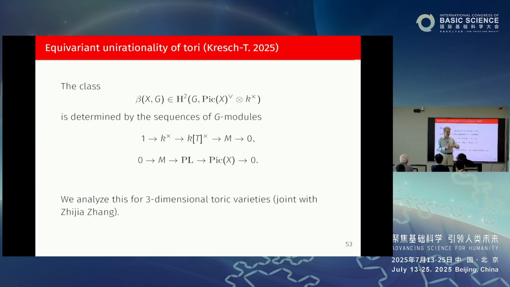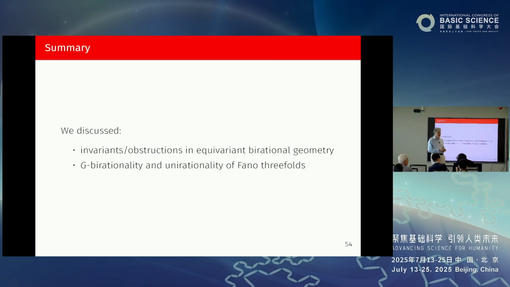But you see, in the equivariant context, you don't need to have a fixed point. And then you have many interesting examples of these kinds of actions with translations that are linearizable, stably linearizable, and so on. And it's actually quite tricky to analyze what can happen when you have all these translations on top of your setup. All right, so we've discussed invariant obstructions in equivariant birational geometry, also G-birationality and unirationality of Fano threefolds.